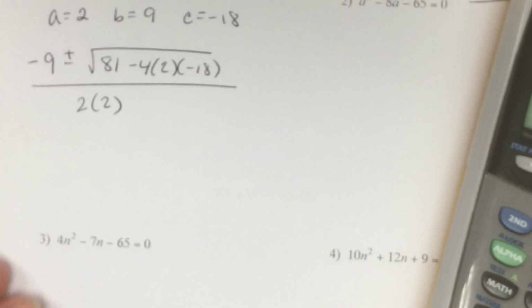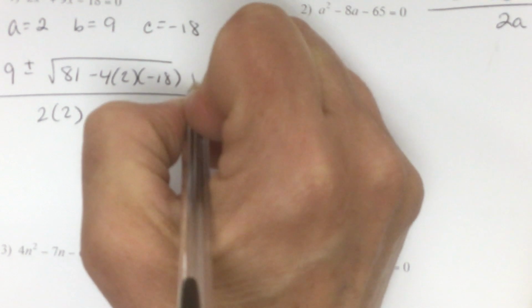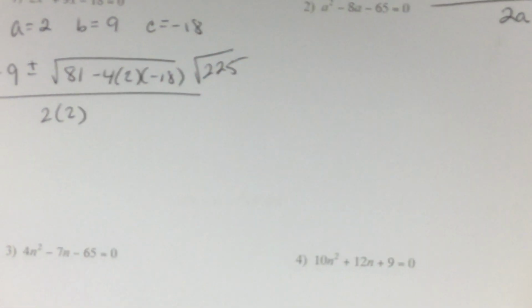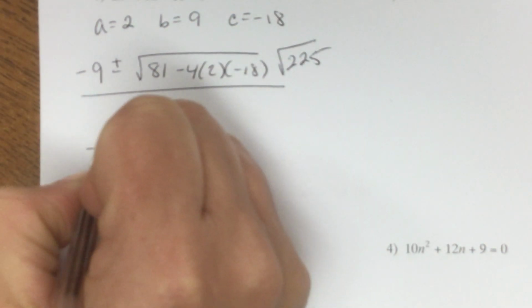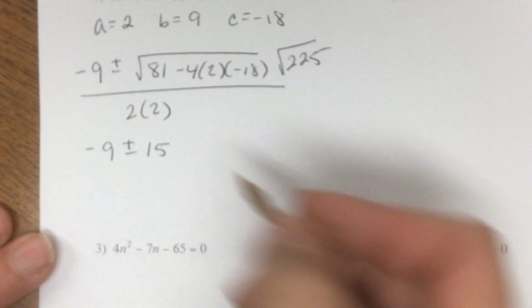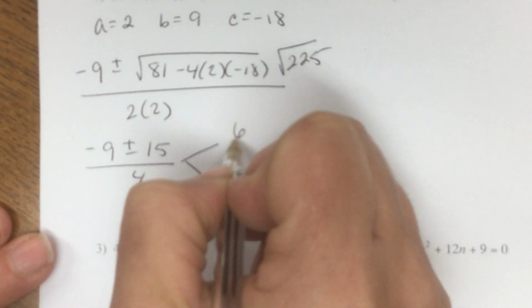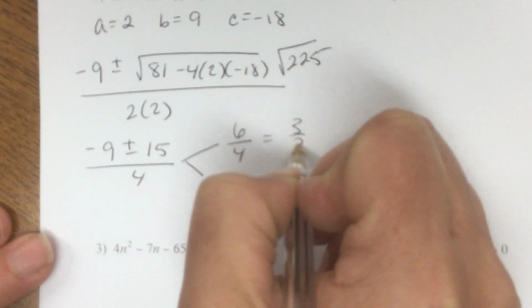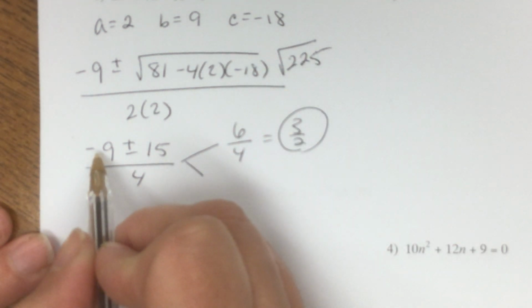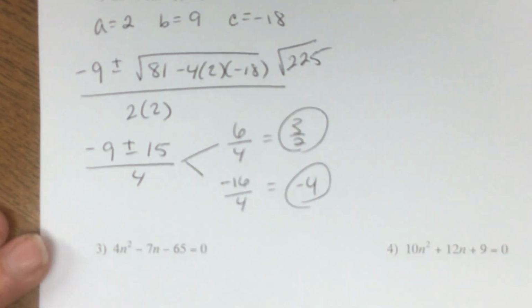Then you take your calculator and you do 81 minus 4 times 2 times negative 18, and you get the square root of 225. And so that means this is negative 9 plus or minus 15, because on your calculator the square root of 225 is 15, and the denominator is 4. Negative 9 plus 15 is 6, divided by 4 reduces to 3/2. Negative 9 minus 15 is negative 24, divided by 4 is negative 6. Okay, so that's what you should have for number 1.